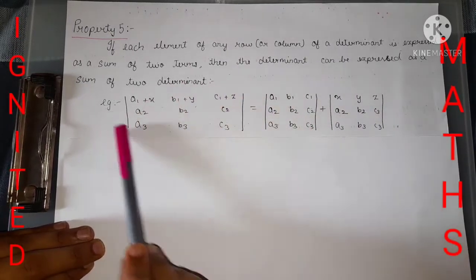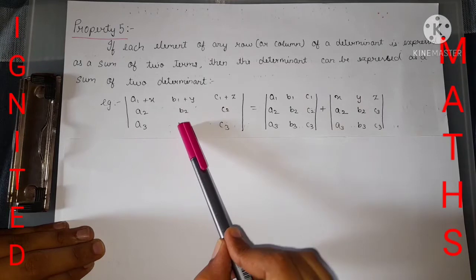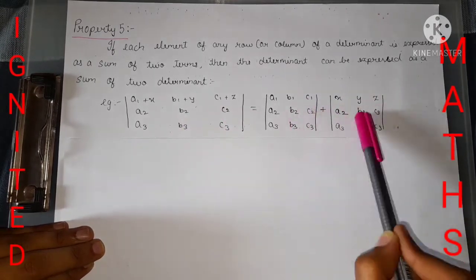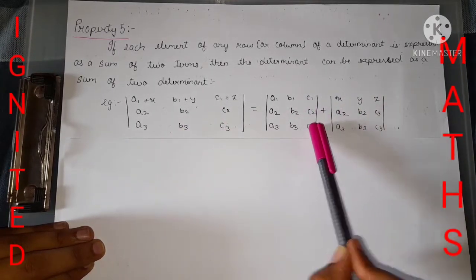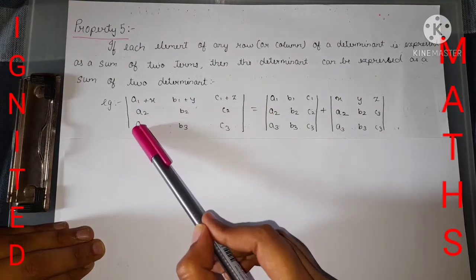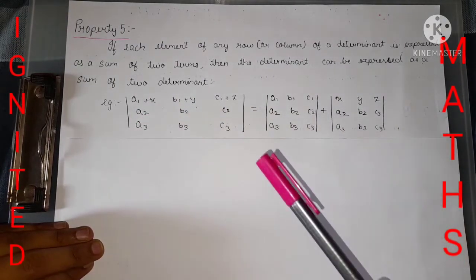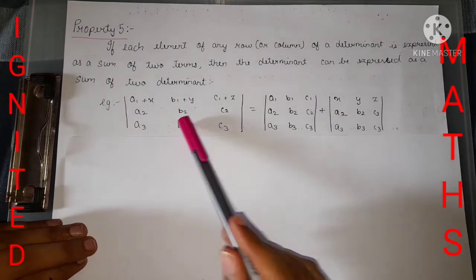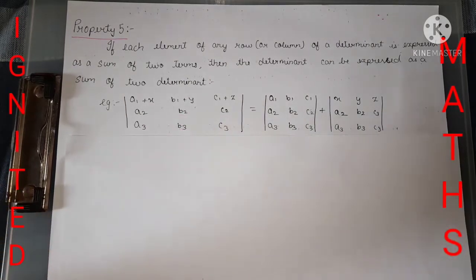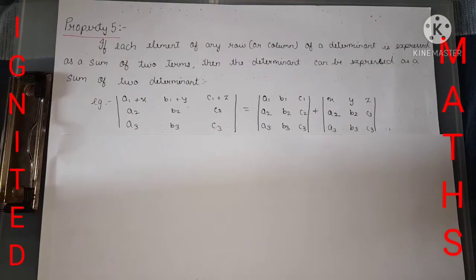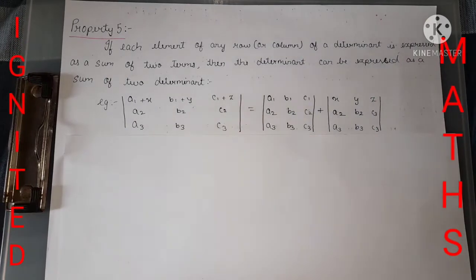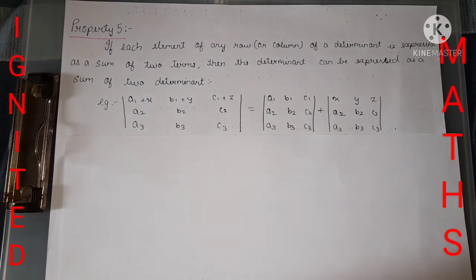Then it says that the value of the determinant will be the same. For example, if the value of the determinant is 2, then the value of this determinant will also be 2. In place of a1, a2, a3, you can put any real number. If you put it, you will get the same answer. So this is how property 5 says it, and even proves it.